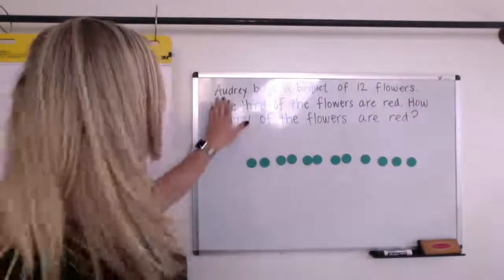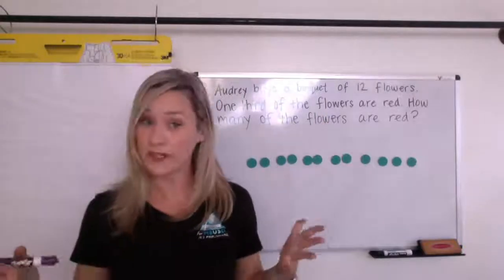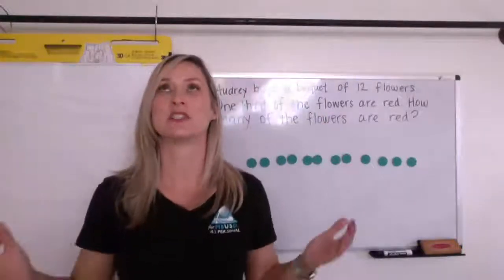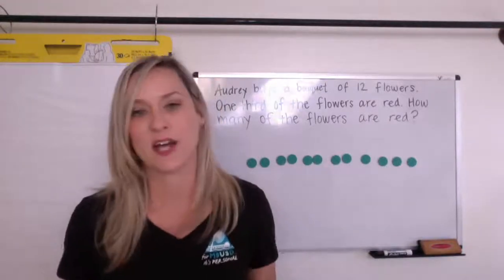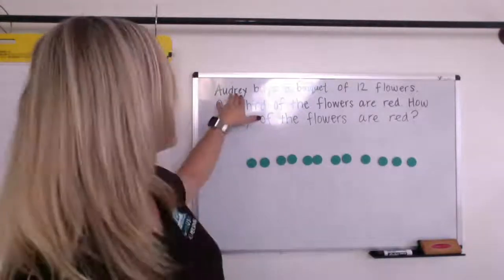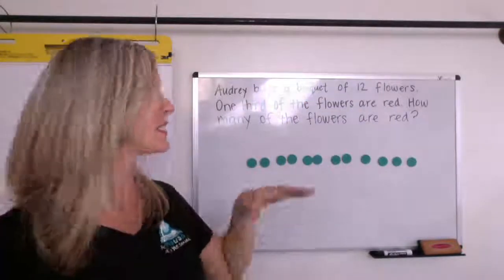So we've got Audrey buys a bouquet of 12 flowers. All right, don't forget, we need to stop to imagine what that situation looks like in our heads. In this case, it's not too hard. So Audrey buys a bouquet of 12 flowers. Okay, so I'm imagining a bouquet with 12 flowers.